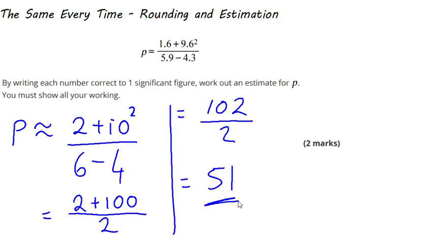Writing each number to one significant figure, showing all the working, that's pretty much what we're aiming for there. Notice that I have shown perhaps one more line than I really needed to in my working, but since the questions say show all your working, possibly it's a good idea to show a little bit more than you strictly speaking need.